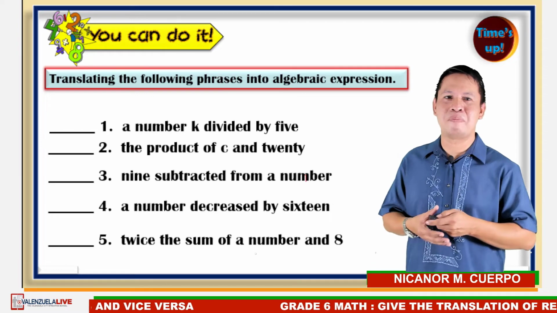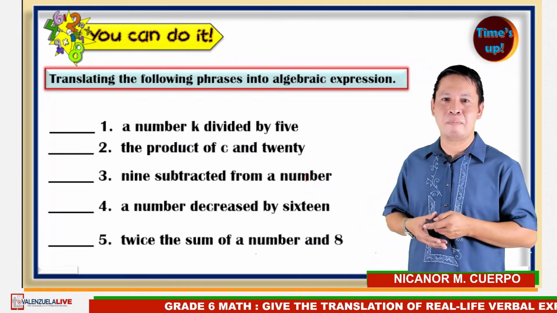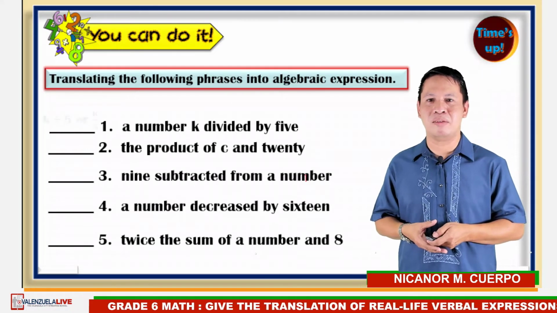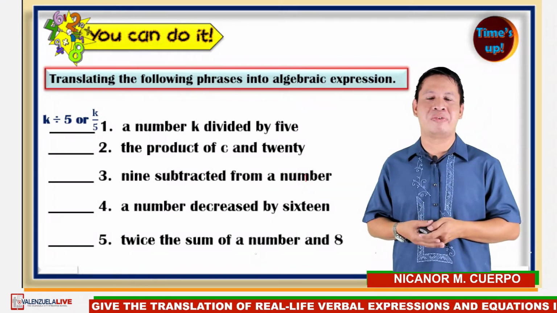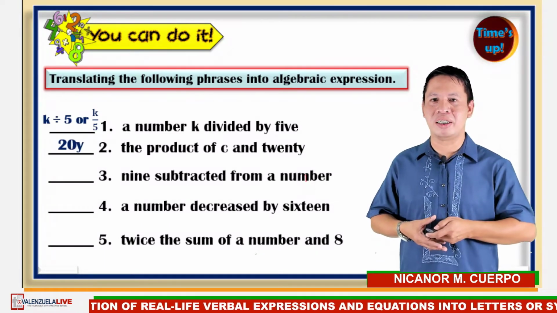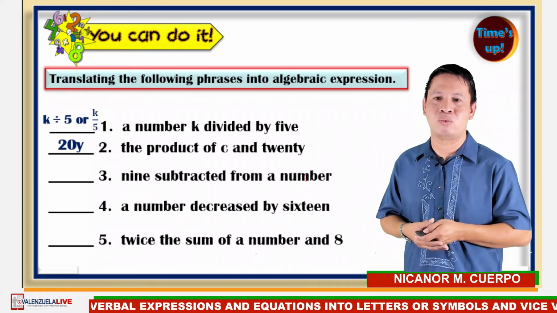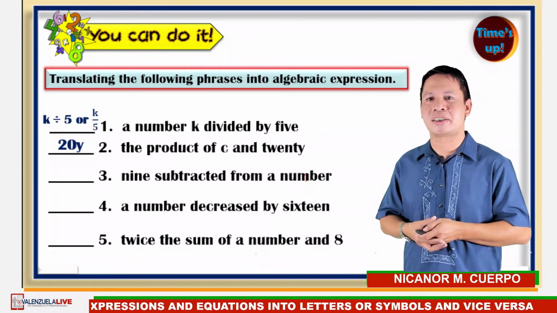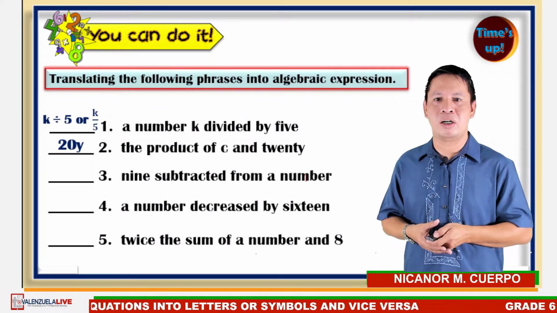Okay, time's up. Time to check your answer. For number 1, a number k divided by 5. So that is k divided by 5 or k over 5. Number 2, the product of c and 20. So that is 20c. Okay, next.